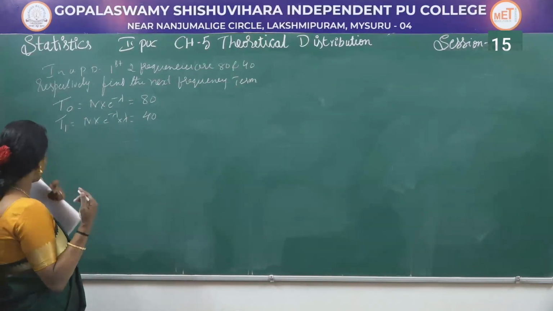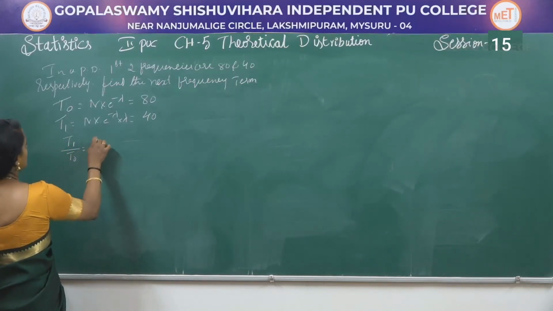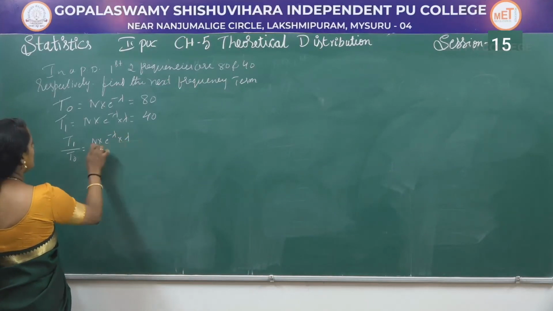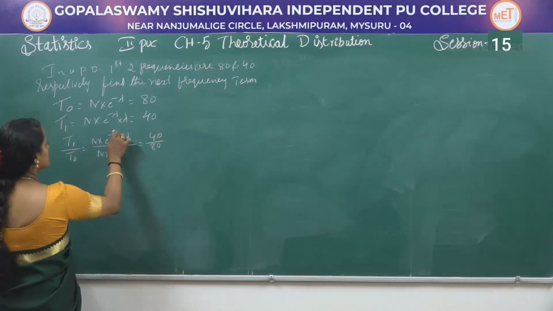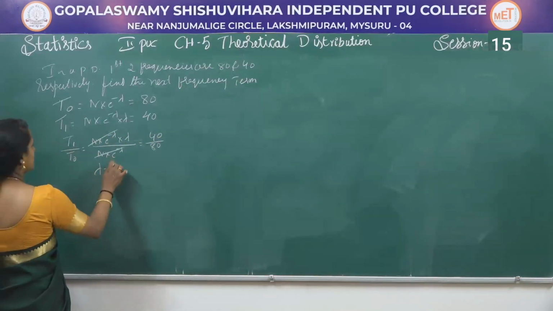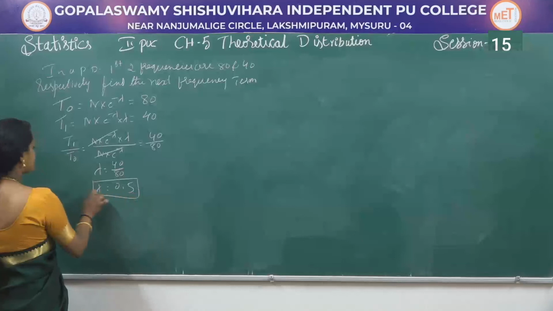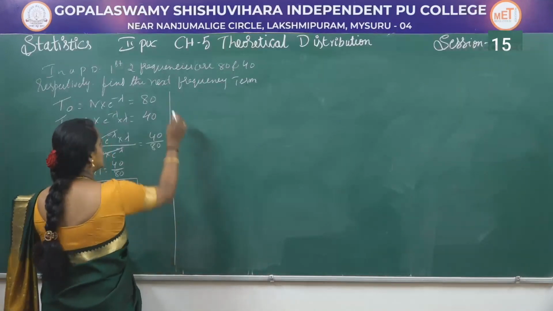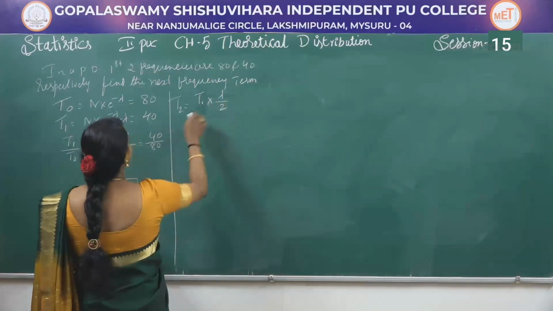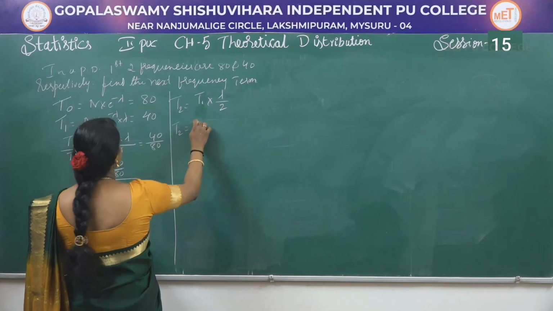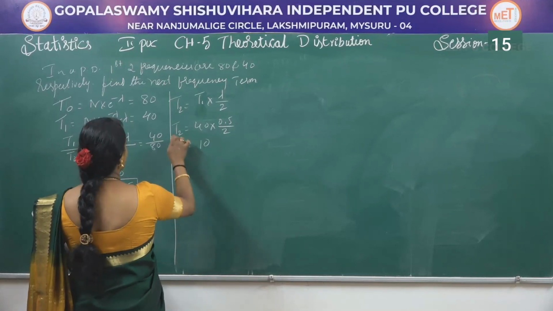So we know how to find the next one. The next one is nothing but the second one, T2. First I will take the ratio of T1 by T0. It is n into e power minus lambda into lambda divided by n into e power minus lambda, equal to 40 by 80. These two will get cancelled. So lambda is equal to 40 by 80, which is 0.5. The next term is T2. T2 is equal to T1 into lambda by 2. T1 is 40, into 0.5 by 2. So T2 is equal to 10.